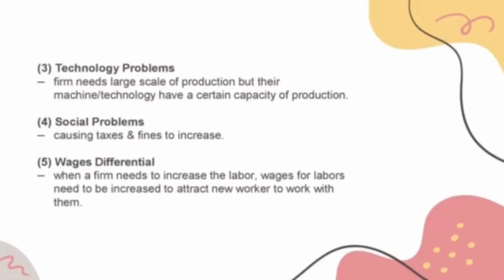The next one is technology problems. Technology problems is where a firm needs large scale of production, but their machine or technology have a certain capacity of production. Next is social problems such as natural disaster. This will cause taxes, fines, and traffic congestion to increase, making costs of firm increase as well.